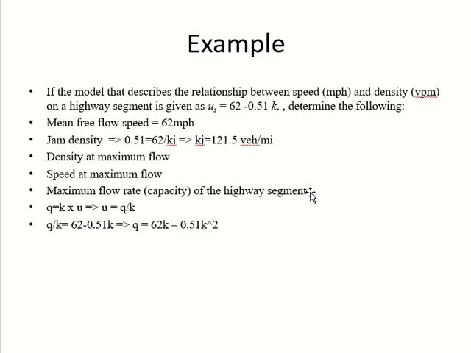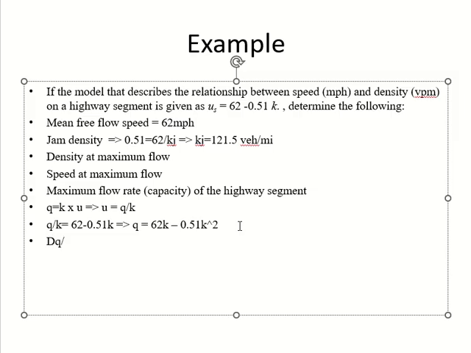And if you have the equation, how do you find out the slope? We did it last time. Derivative, right? I'll take the derivative. dQ/dK equals 62 minus 2 times 0.51 K. And at the maximum point, the slope equals 0, right? So I will put it equal to 0. So if this is equal to 0, then K equals what?